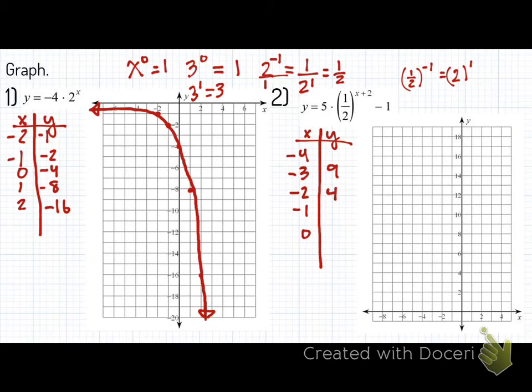Okay? Let's do the next one, negative 4. Negative 4 plus 2 is negative 2. 1/2 to the negative 2 is positive 4. 4 times 5 is 20. 20 minus 1 is 19.